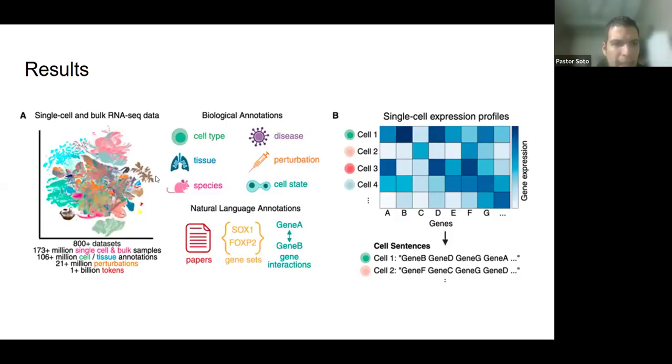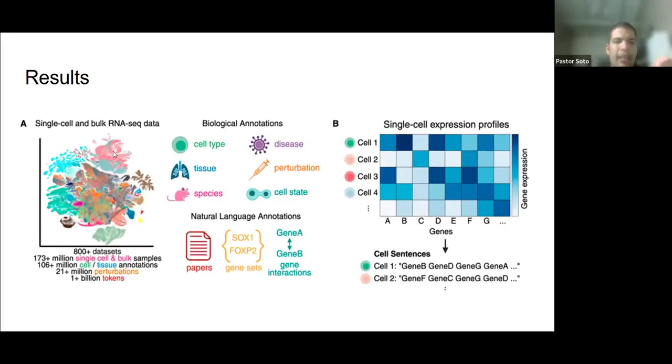Okay, so like I mentioned, they use over 800 data sets, and the data sets have different biological annotations like cell type, disease, tissue, perturbation, species, cell state, and also they have metadata that has papers, and they use the abstract and the discussion and results from those papers to have their context. Also, they have gene sets and they have the interactions between genes.